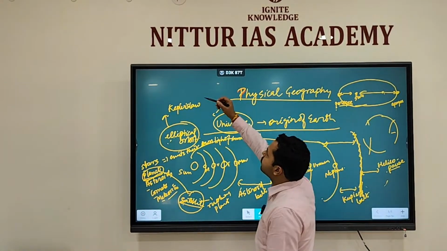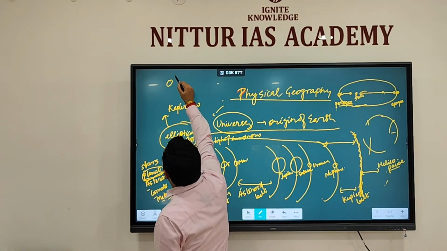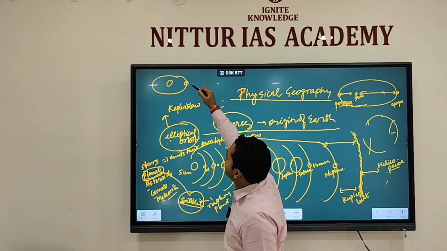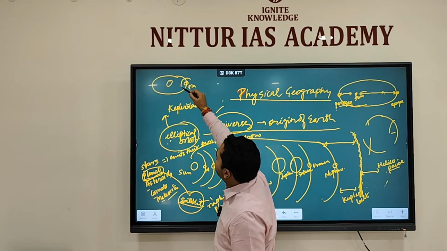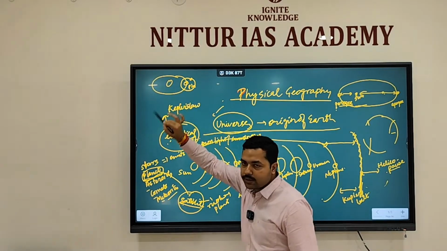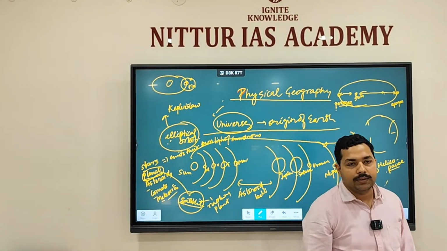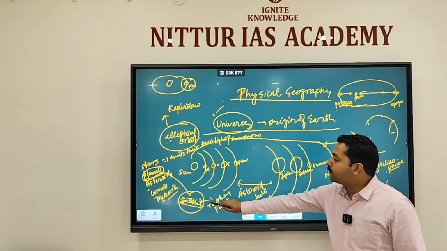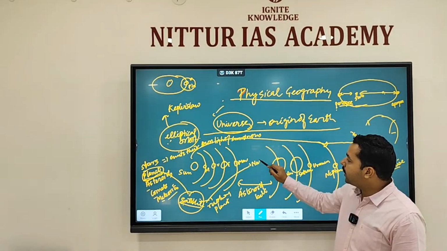So assume this is the sun. The planets are revolving around the sun, and whatever is revolving around a planet is called a satellite. Clear? So a satellite can be either natural or artificial.